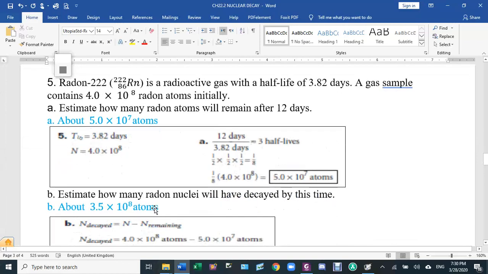Last question. Radon 222-86 is a radioactive gas with a half-life of 3.82 days. A gas sample contains 4 multiplied by 10 power 8 radon atoms initially. Estimate how many radon atoms will remain after 12 days. You will get these answers.